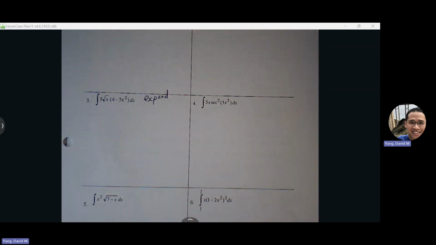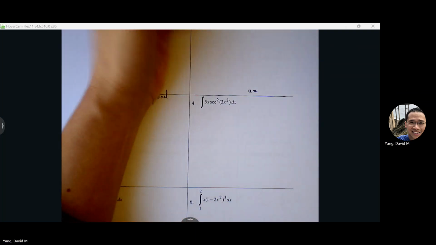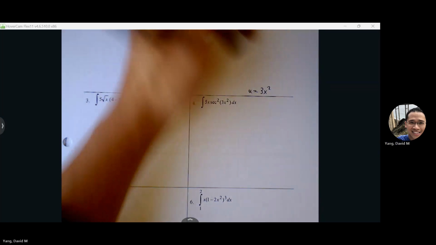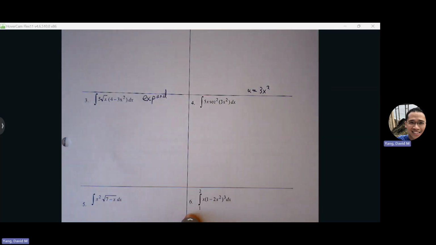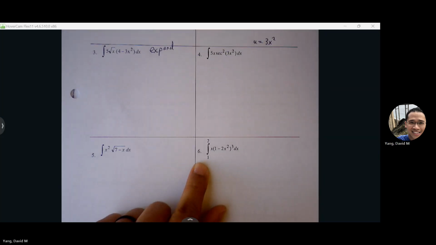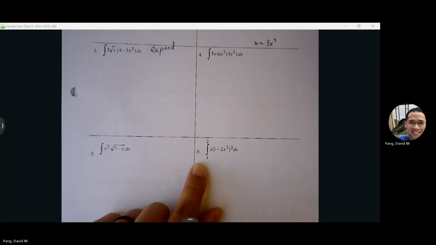Okay, number 4. Good. What's our U value? 3x squared. Good. And that should handle nicely with a 5x. Okay. Good. Number 5.